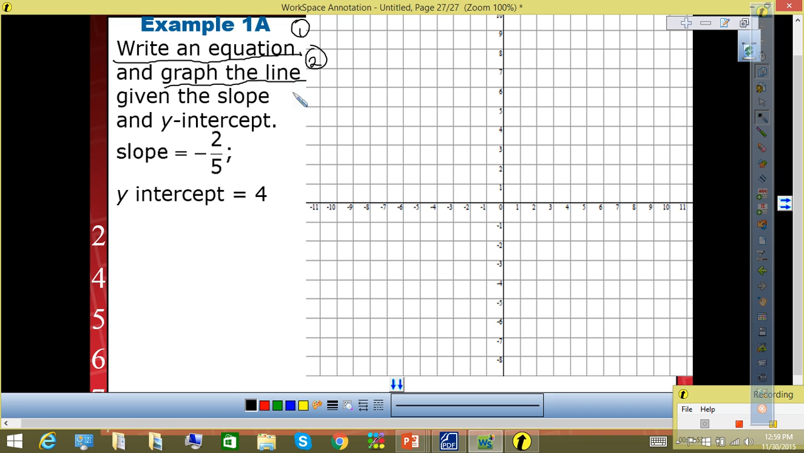Okay? So it says, write an equation and graph the line given the slope and y-intercept. Do they give us a slope? Yes. Do they give us the y-intercept? Yes. So here it goes. To write an equation given this information, it says you need to write the form first. So everyone, what is the slope-intercept form? Y equals mx plus b. That's the first thing you write.